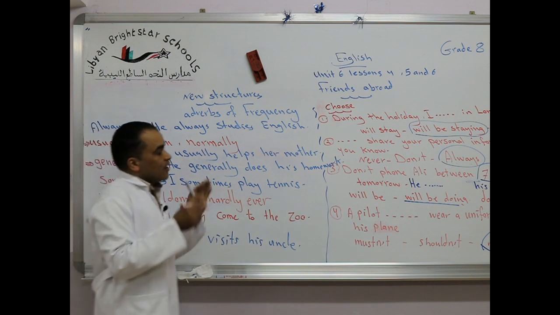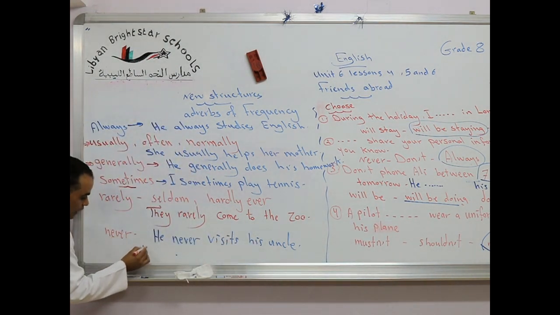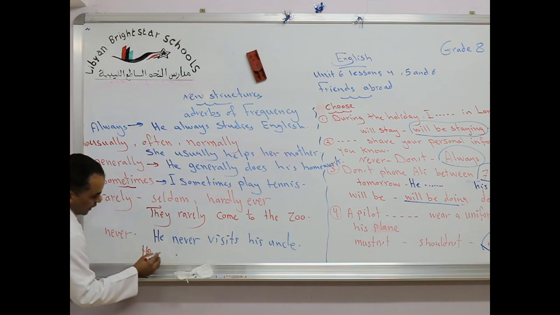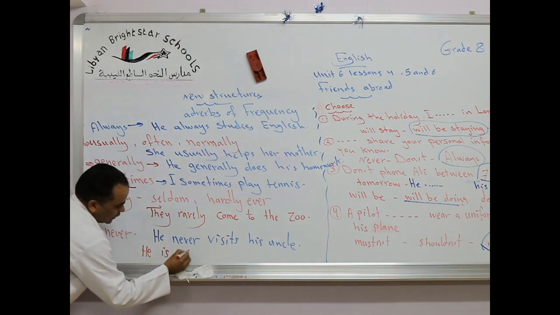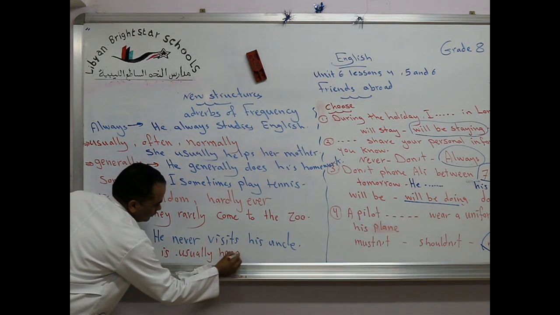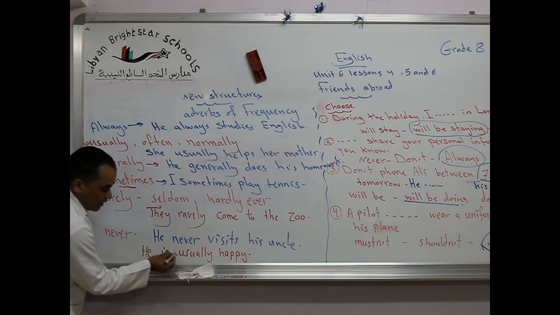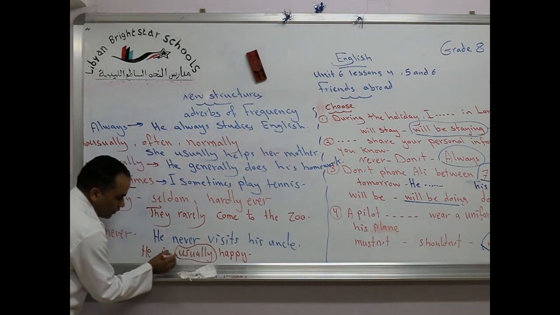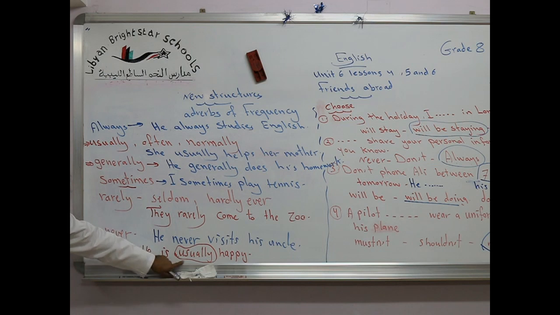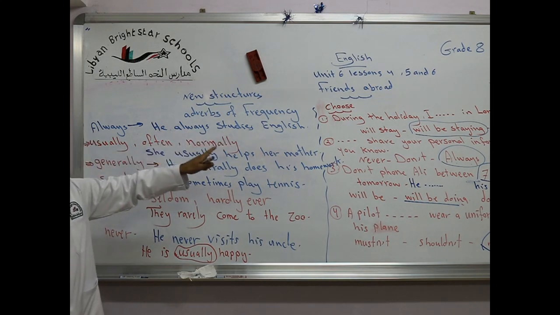They must come after verb to be. For example, he is usually happy. He's usually happy. Adverbs of frequency must be used after verb to be, but in a normal sentence they can come between the subject and the verb, or at the beginning or the end of the sentence.